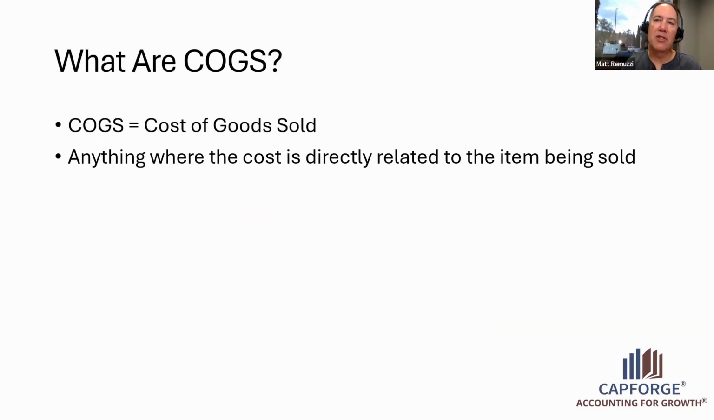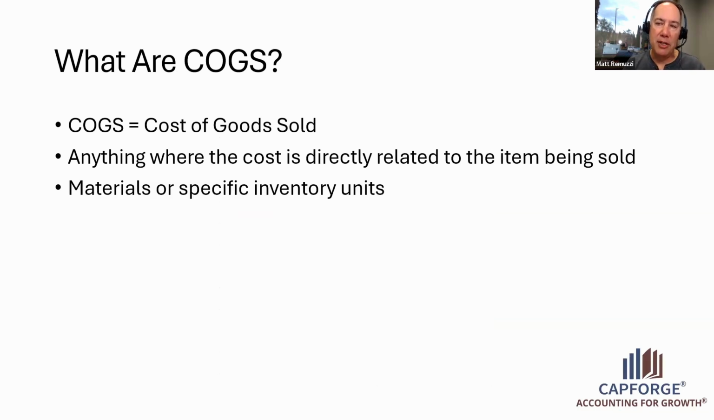Again, COGS is cost of goods sold, where the cost is directly related to the item being sold. It could be materials, it could be the specific inventory units or the packaging, freight related to that specific sale, where you could say, if I sold one more of this unit, it would add this much more to my cost of goods sold. Or if I sold one less, it would take this amount off my cost of goods sold. Whereas again, rent is going to be the same every month, whether you sell more or less of the same product. Advertising spend is separate from how many sales you make of a particular product.